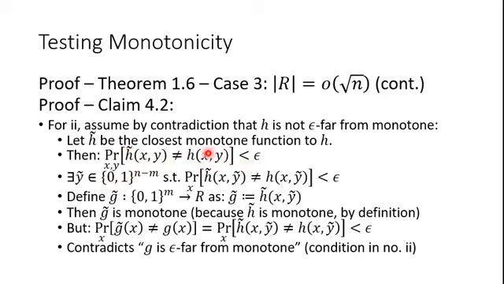So if this holds, then there has to be a y tilde in {0,1}^(n-m), such that the probability over x of h tilde(x, y tilde) not being equal to h(x, y tilde) is less than epsilon. Again, because if this doesn't hold for some y, then this cannot be true. So we will define g tilde from {0,1}^m to R as g tilde equal to h tilde(x, y tilde), meaning the definition of g tilde is exactly h tilde(x, y tilde).